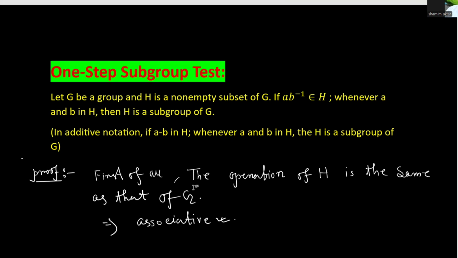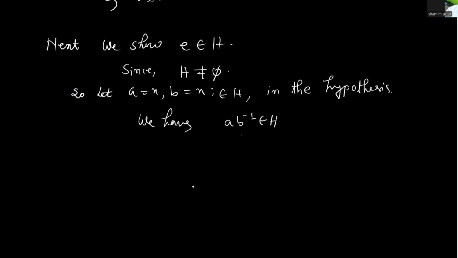Okay, so we have x times x inverse belongs to H, and this is equal to e, the identity. x dot x inverse is the identity, so it also belongs to H. So this implies the identity element belongs to H. Okay, so two conditions for groups already hold.